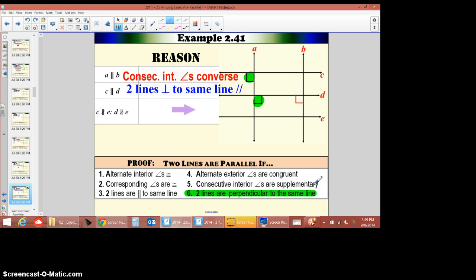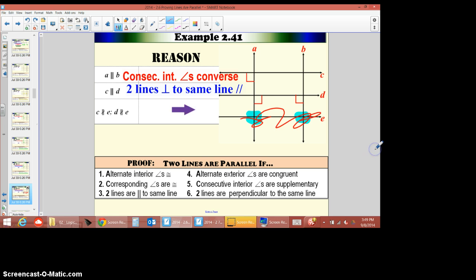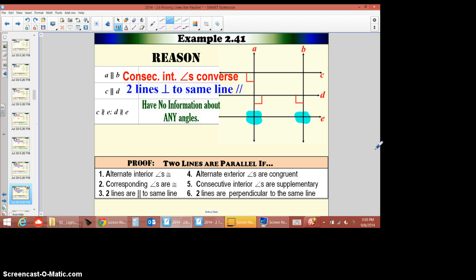Alright, now the next one. Same reason, we don't have enough information about E. Notice how this is E and this is E? There's no angles, there's no information about line E. We don't know anything about it. So we cannot talk about E as being parallel.